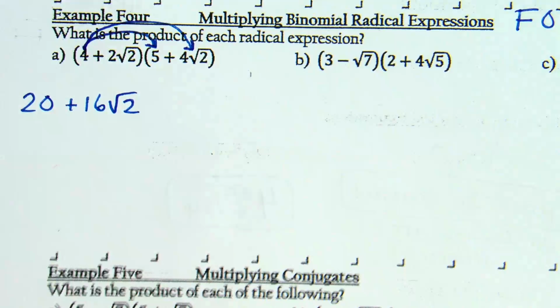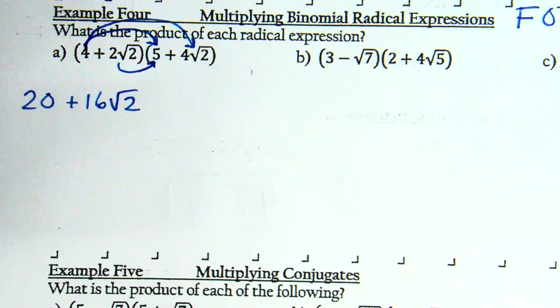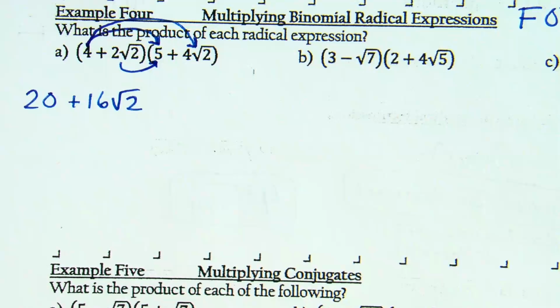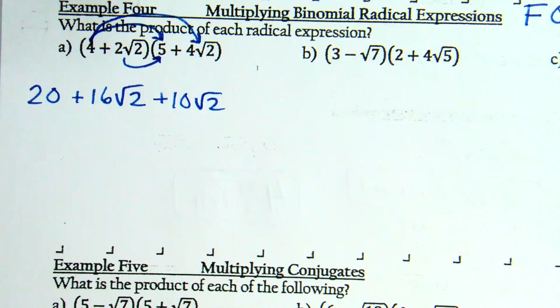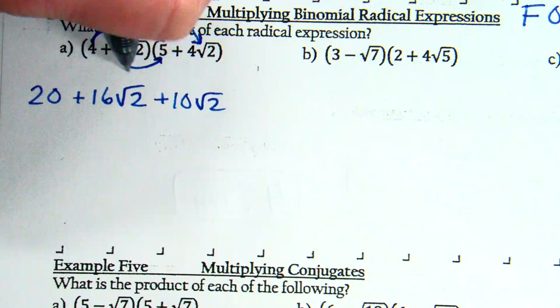Okay, we've distributed the 4 every place. Now it's time to distribute the 2 radical 2. We're doing our insides. 2 radical 2 times 5. You guys okay with that? You're multiplying the 2 and the 5 that are outsides, which is 10. Square root of 2 just carries along. So plus 10 square root of 2.